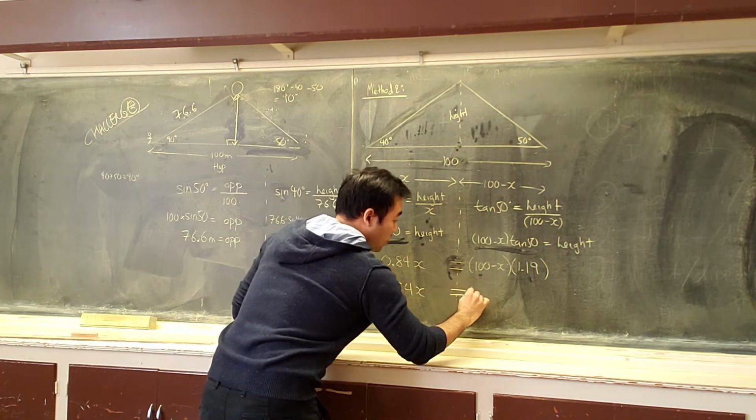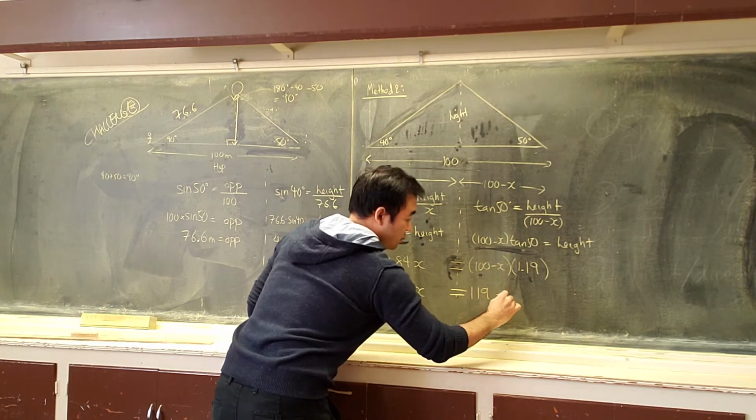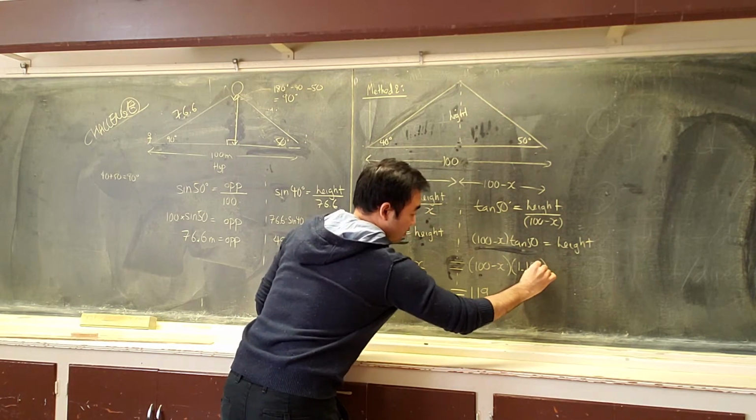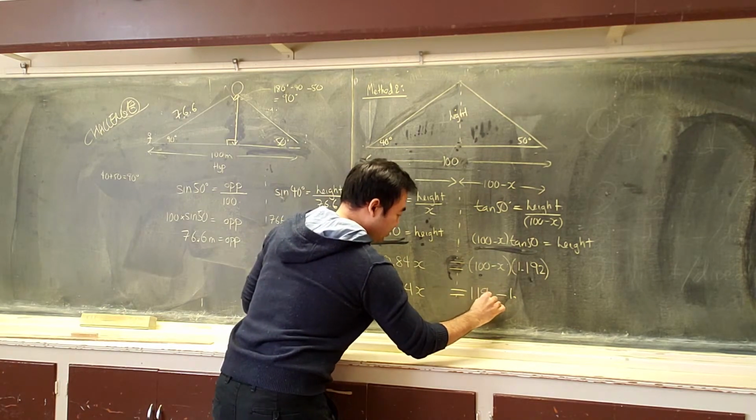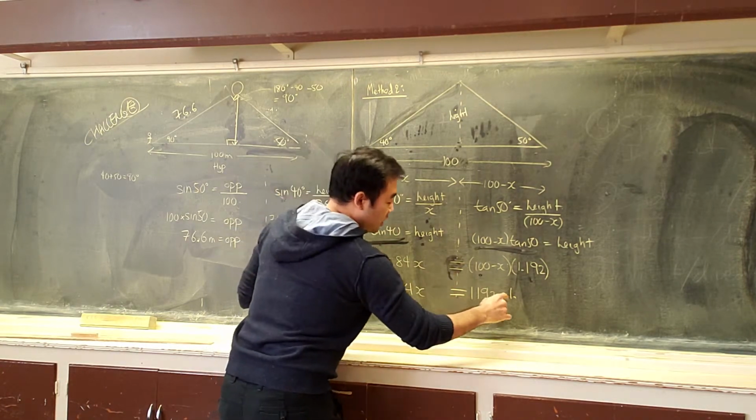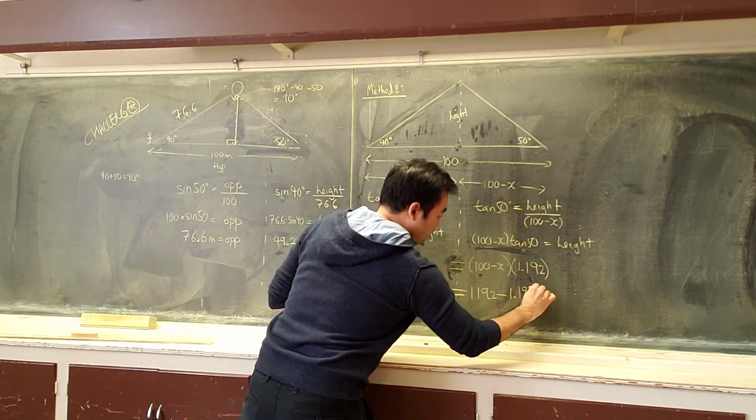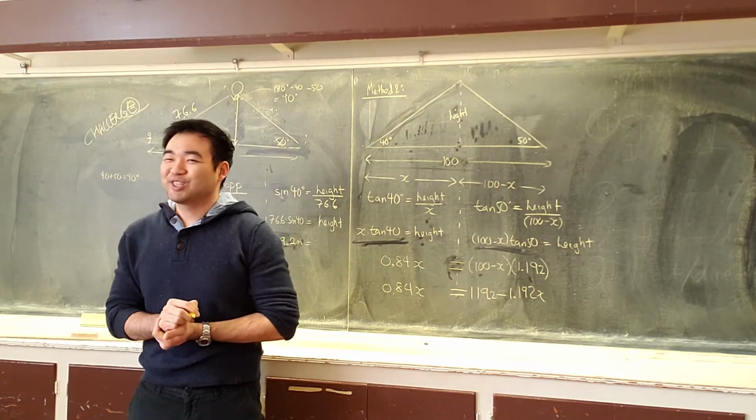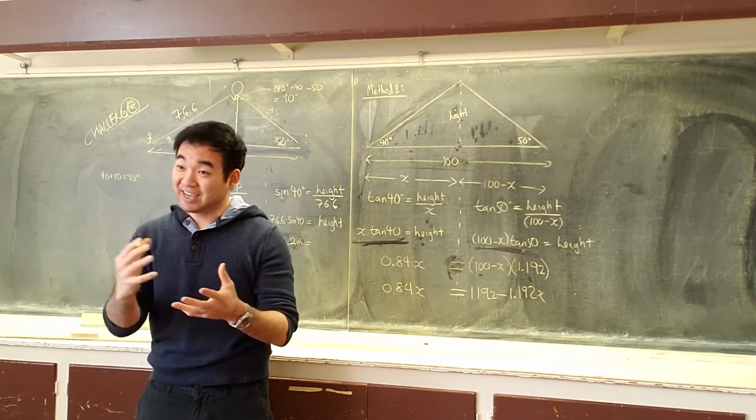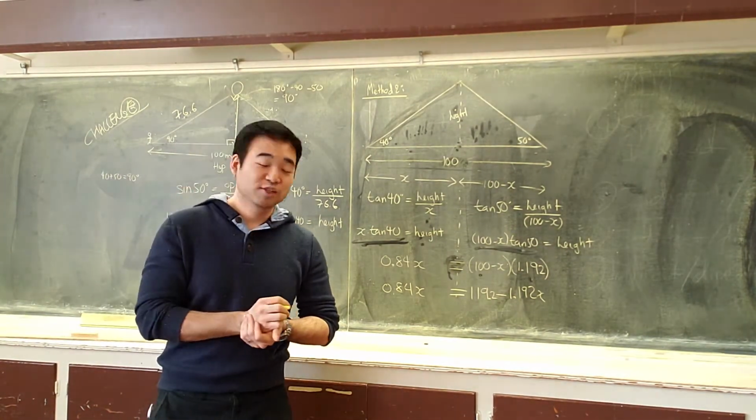119.2. So 119.2, minus 1.192x. Okay, now it's just a regular algebraic expression. Can we get x together, group like terms? Yes. Someone's gonna do that for me.